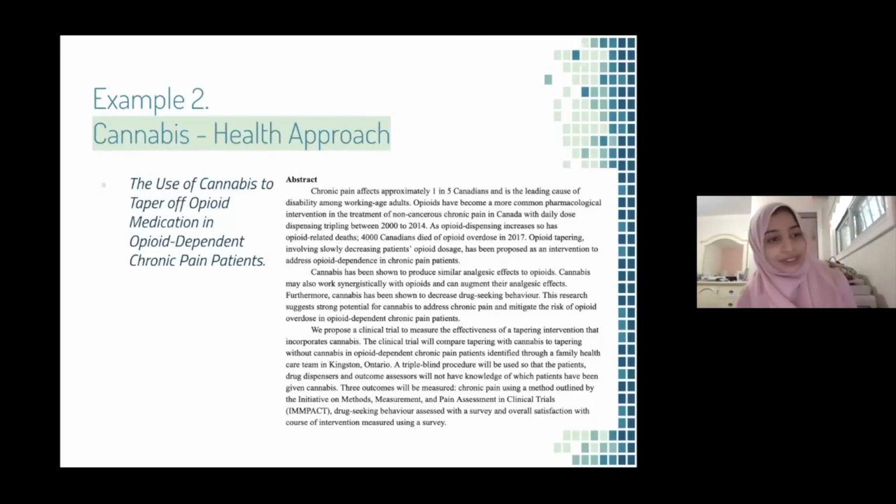Or if you're more interested in health sciences, for example, another abstract was the use of cannabis to taper off opioid medication in opioid-dependent chronic pain patients. So either way, you'd be designing an experiment, and you can look at it from a variety of subjects based on what your interest lies in. And if you have any questions about these abstracts, both of the people who've done it are on the exec team, so you can stay after the meeting and ask questions and just get a better idea.